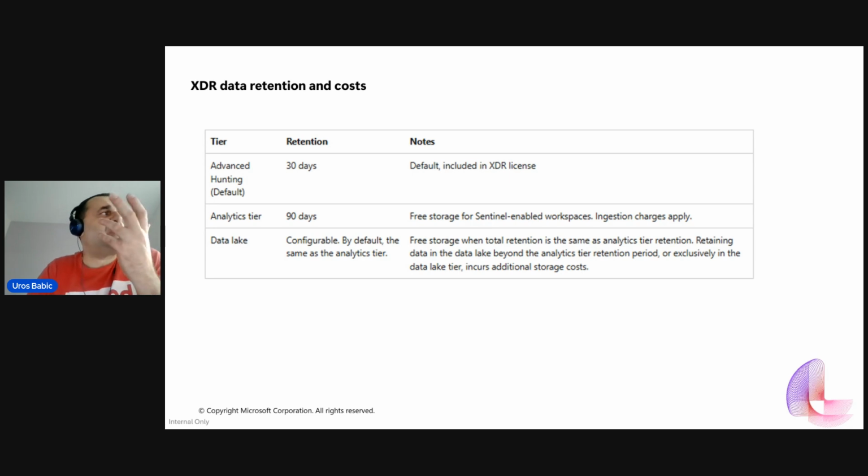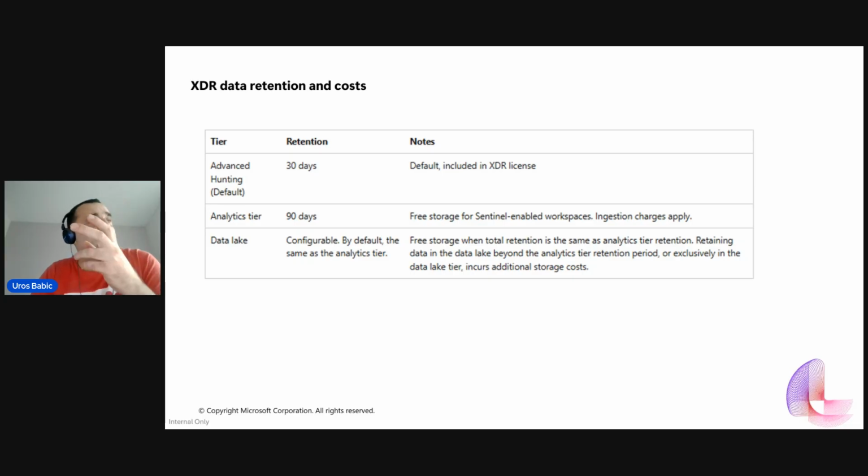You can use restore and summary rules. Data export is only available for the analytic tier, but the retention period is the same as analytic retention by default. You can extend it up to 12 years. You can switch table tier and retention settings at any time. I will show you practically.